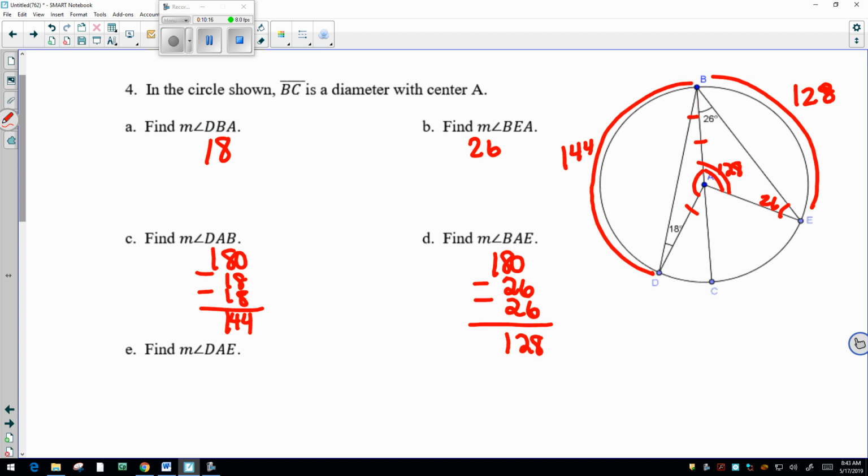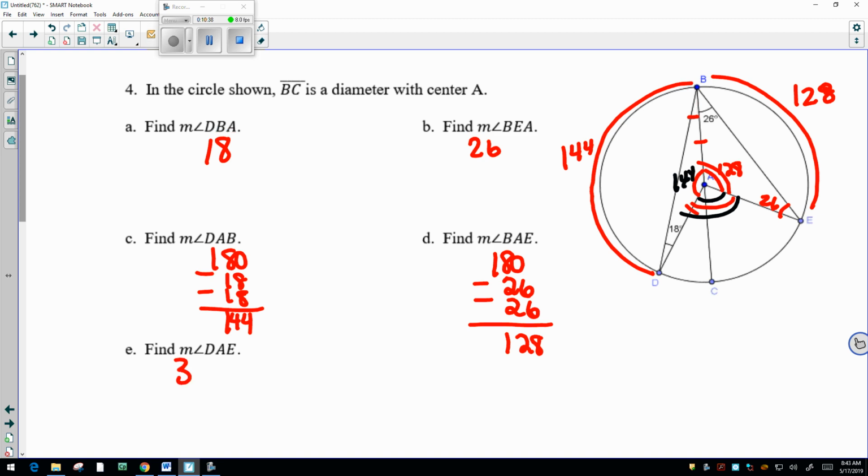And lastly, we have to find angle DAE. Well, DAE is not really part of a triangle. I could make it a part of a triangle, but I can also look and say, well, it's part of a circle. So I know that was 144 and that was 128, and if I put it together with the angle that I'm looking for right now, it should form a full 360.